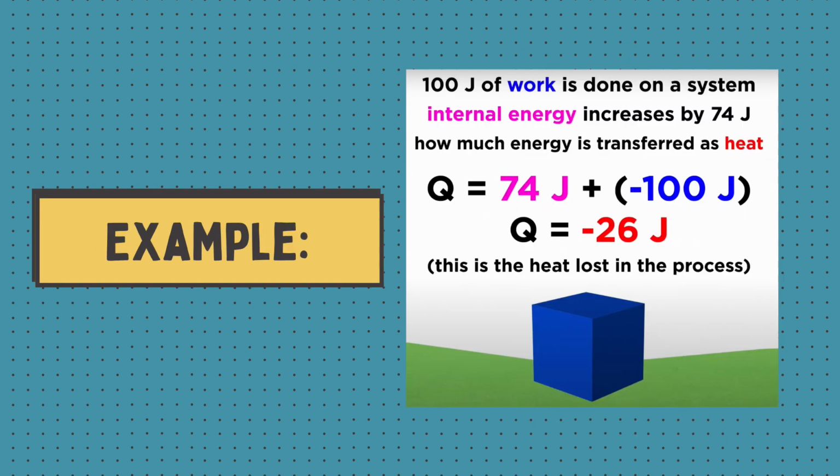For an example, 100 joules of work is done on a system. Internal energy increases by 74 joules. How much energy is transferred as heat? So let's take our equation to find Q, which is Q equals delta U plus W. For delta U, we can input 74 joules because it's increasing, which means that it is positive, and negative 100 joules for work since work is being done on the system. And we should get Q equals negative 26.